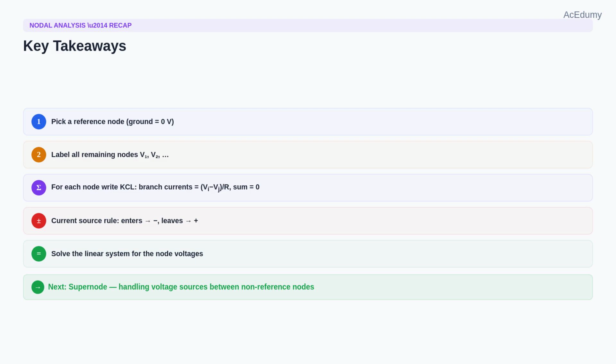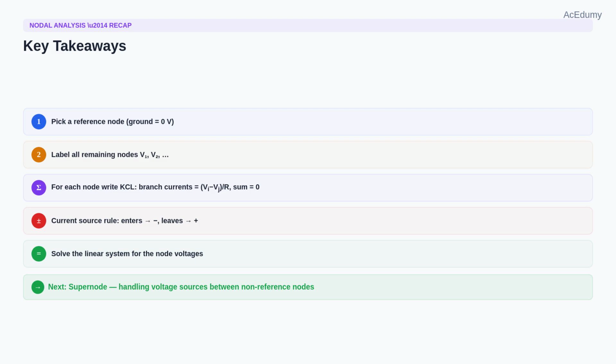First, choose a reference node. Second, identify all other nodes. Third, write KCL at each node, expressing branch currents as voltage differences over resistance, then set the sum to 0. Fourth, apply the entering-leaving rule for current sources. If the source enters the node, write it as minus in the equation. Once you have the equations, solve the linear system to find the node voltages.